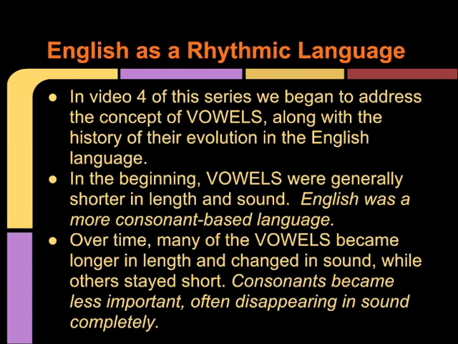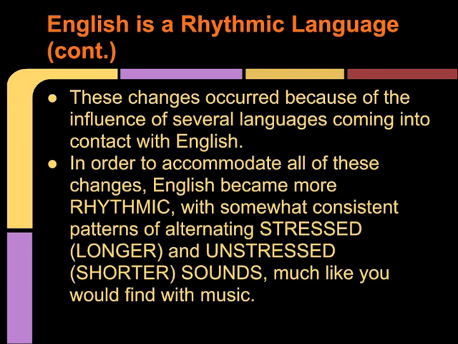Over time, many of the vowels became longer in length and changed in sound, while others stayed short. Consonants became less important, often disappearing in sound completely. These changes occurred because of the influence of several languages coming into contact with English. In order to accommodate all of these changes, English became somewhat more rhythmic, with somewhat consistent patterns of alternating stressed, or longer, and unstressed, or shorter sounds, much like you would find with music.